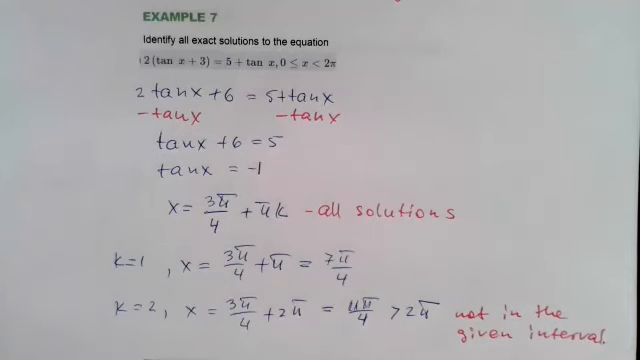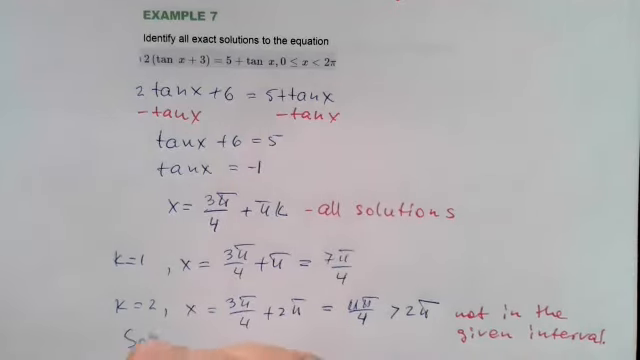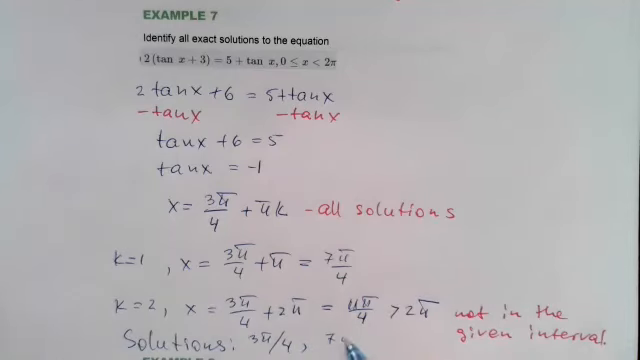So if we were to write down the solutions to this equation, we would write: solutions to this equation are 3 pi over 4 and 7 pi over 4. All right, that's it. Okay, and in the next video, we're going to look at how we can solve these equations using a calculator.